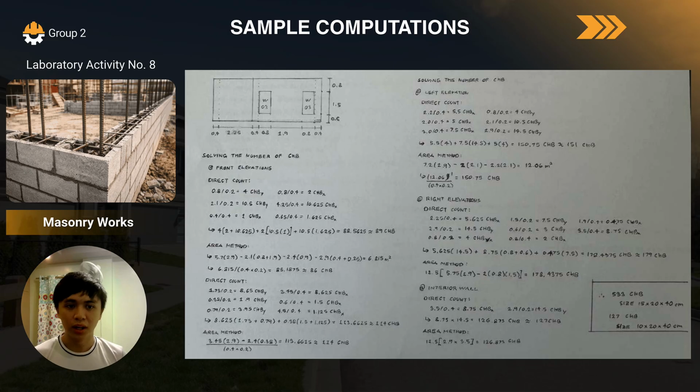So for direct count, we get 89 CHB, and for the area method, we get 86, which is close enough. And for direct count for the second area and for the area method, we get the same value, which is 114 concrete hollow blocks.